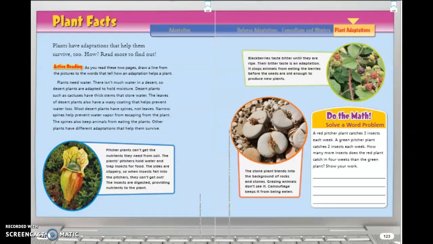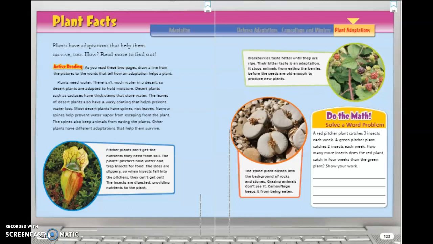Plant facts. So we're looking at plant adaptations. Plants have adaptations that help them survive too. How? Read more to find out. Active reading. As you read these two pages, draw a line from the pictures to the words that tell how an adaptation helps a plant. Plants need water. There isn't much water in the desert, so desert plants are adapted to hold moisture. Desert plants, such as cactuses, have thick stems that store water. The leaves of desert plants also have a waxy coating that helps prevent water loss. Most desert plants have spines, not leaves. Narrow spines help prevent water vapor from escaping from the plant. The spines also keep animals from eating the plants. Other plants have different adaptations that help them survive.